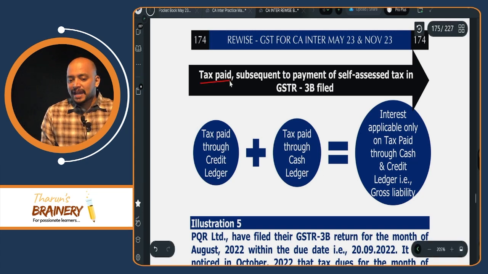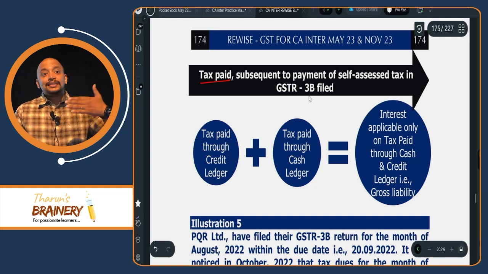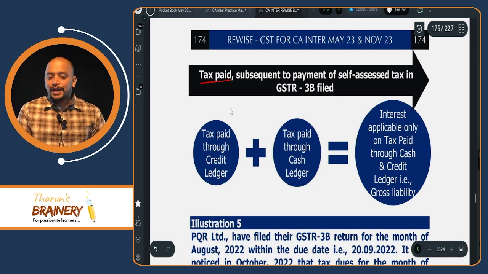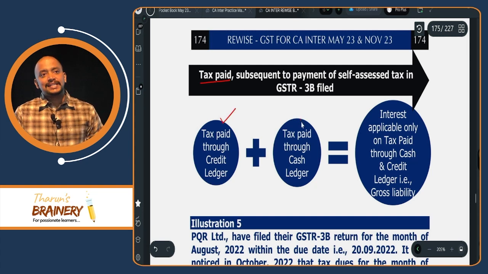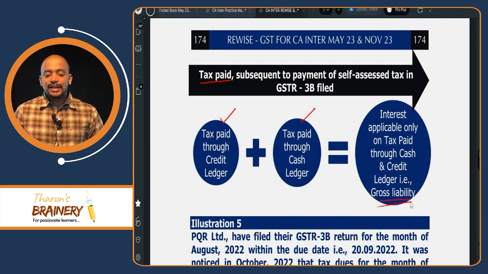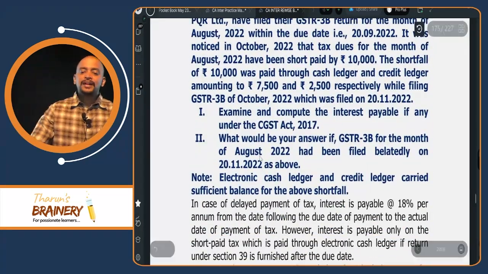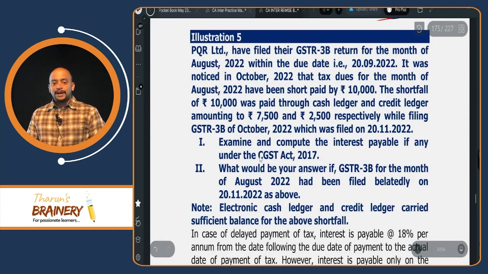When tax is paid subsequent to payment of self-assessed tax in 3B, so we filed 3B and thereafter we paid the tax pertaining to that month. It can be paid through credit ledger as well as cash ledger. But interest is applicable only on the amount payable through credit and cash ledger, that is on gross liability. So we will see one question. So this, mark it as very important question. It's an RTP question, pa.